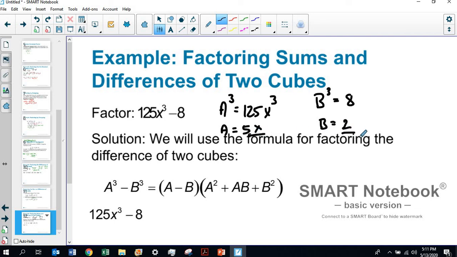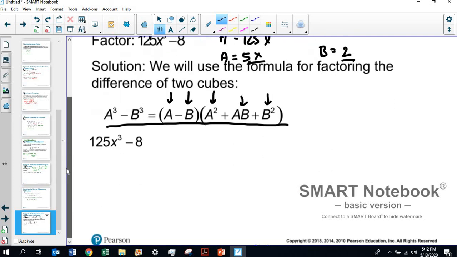So again, 5x and 2. Identifying that means that now I can just plug in to all these spots. I can just write my formula down, and you're going to have to memorize this formula. I'm not going to give it to you, okay? If you're doing a quiz online or something like that, then you've got your notes in front of you. But you should try to know that formula, okay?